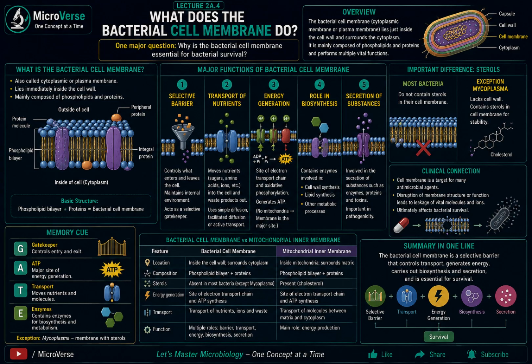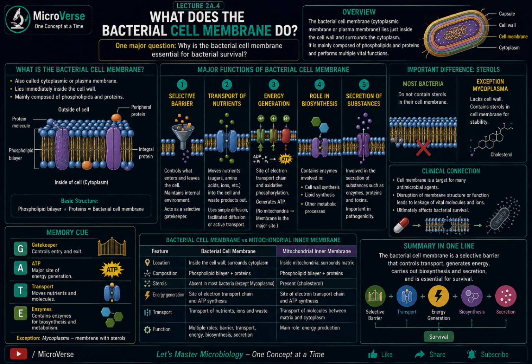So what is the bacterial cell membrane? The bacterial cell membrane, also called the cytoplasmic membrane or plasma membrane, surrounds the cytoplasm. It lies just inside the cell wall. Structurally, it is mainly composed of phospholipids and proteins. The phospholipids form a bilayer, creating a flexible boundary between the inside of the bacterial cell and the external environment. Embedded within this lipid bilayer are various proteins that perform important cellular functions. So remember the basic structure: phospholipid bilayer plus protein forms the bacterial cell membrane.